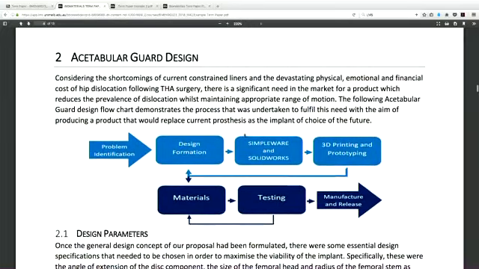Now, I'd like you to do this. All of you should have some graph like this, because this is your design process. You identify the problem, you design, you use Simpleware, SolidWorks. They were using Simpleware, which in this case would be Mimics. Then 3D printing, prototyping, they talk about materials, talk about testing, and then manufacture and release.